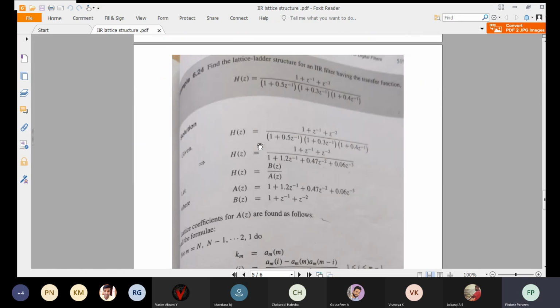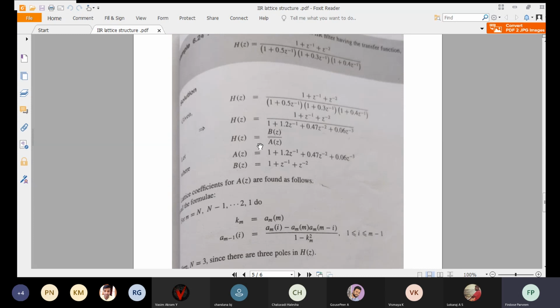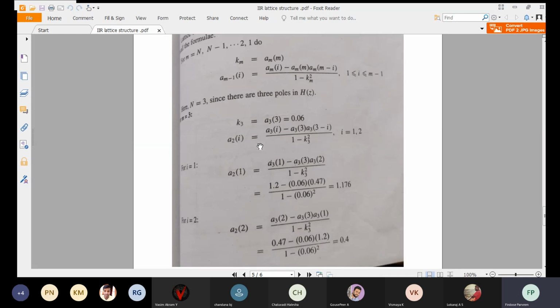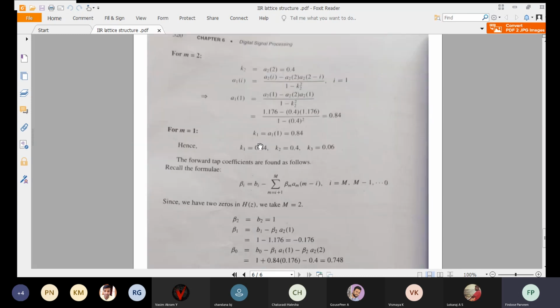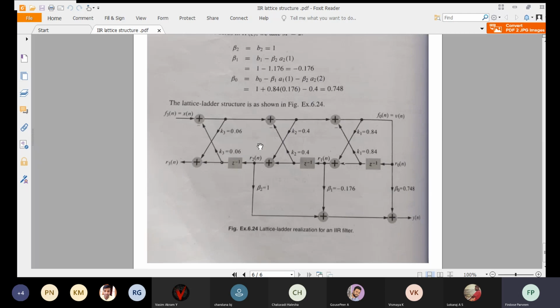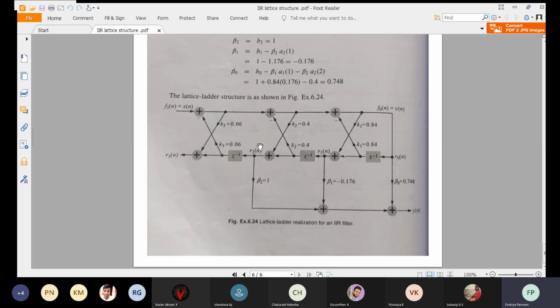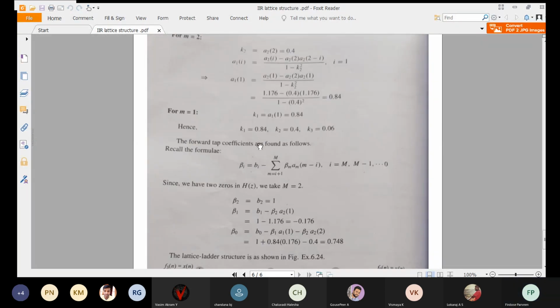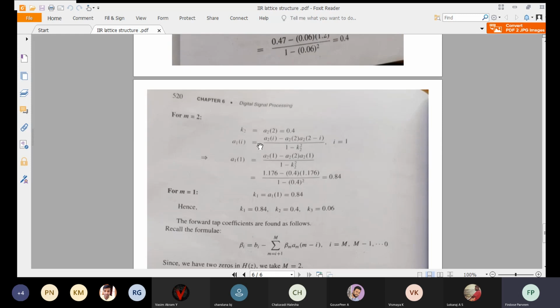So this problem you take it as assignment and do it. This is a bit lengthier one. If you do, you'll be able to understand this one completely. If you have any doubts, you'll ask me.